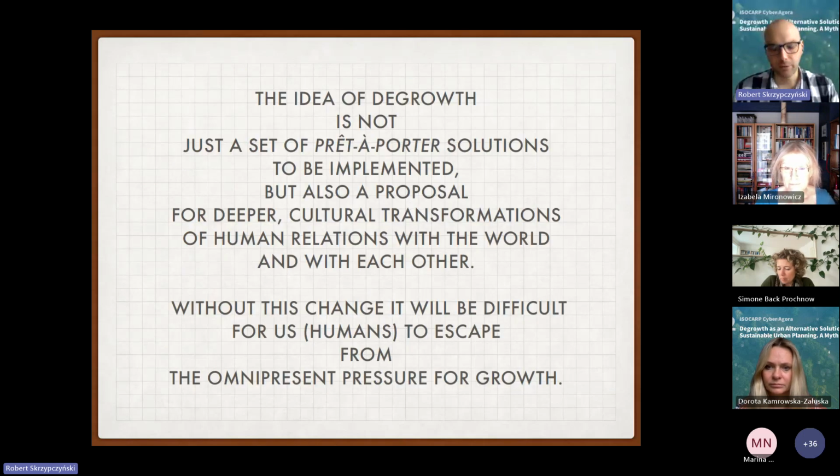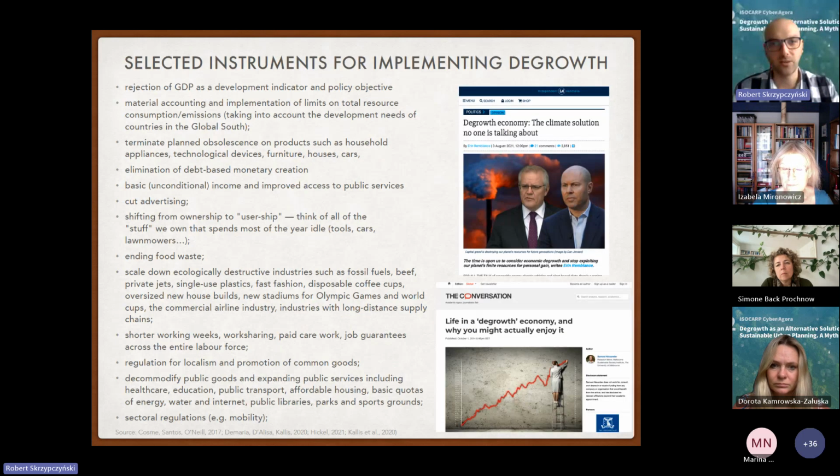So it's very important to understand that degrowth is not a set of applicable solutions. You could even say it's a change on the level of our development paradigms, right? And here I will pass to Isa, and she will discuss urban policies and practical interventions in line with degrowth.